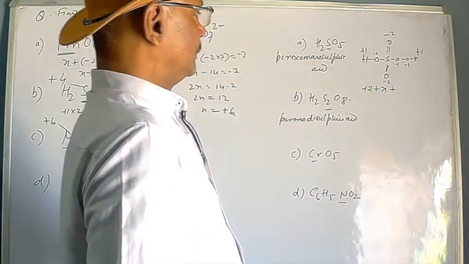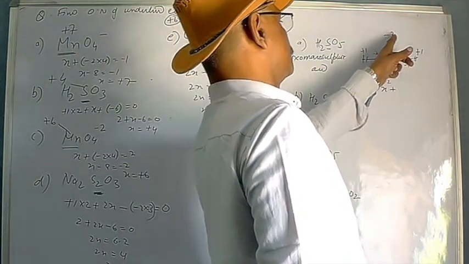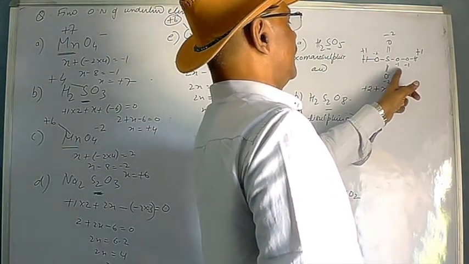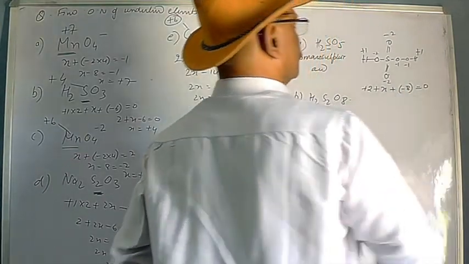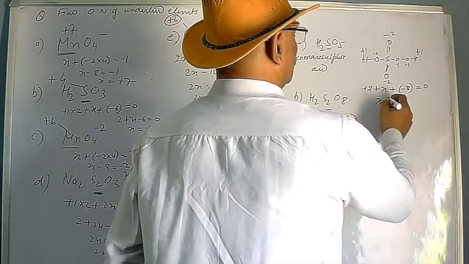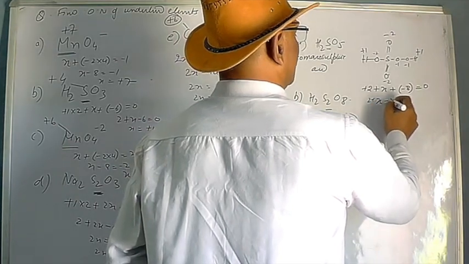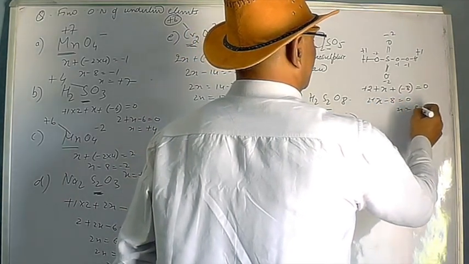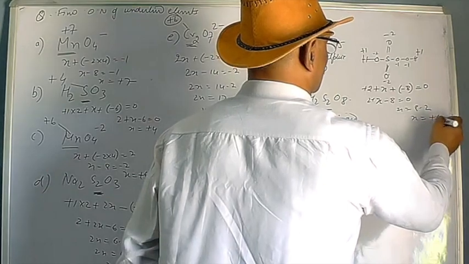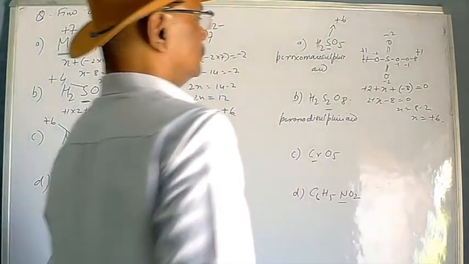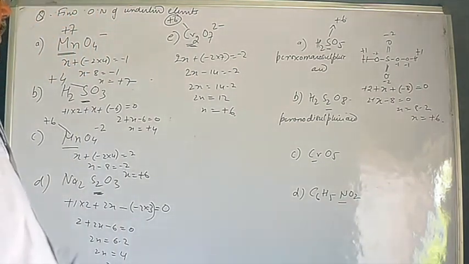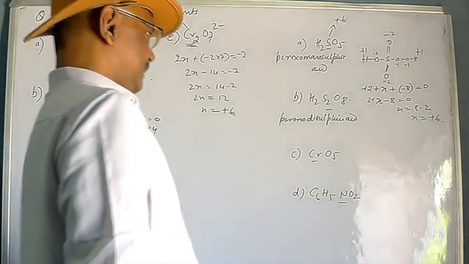Now let us count oxygen. Minus 2, minus 2, minus 2, minus 6. And this is minus 2, minus 8. This must be equal to 0. So class, 2 plus X minus 8 equals 0, X equals 8 minus 2. So you get the value X equals plus 6. So sulfur is sitting here at plus 6. Class, these are the exceptions, so you remember it.